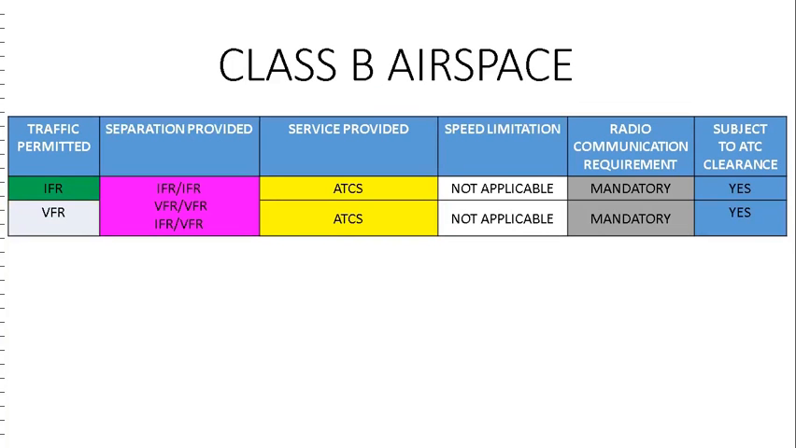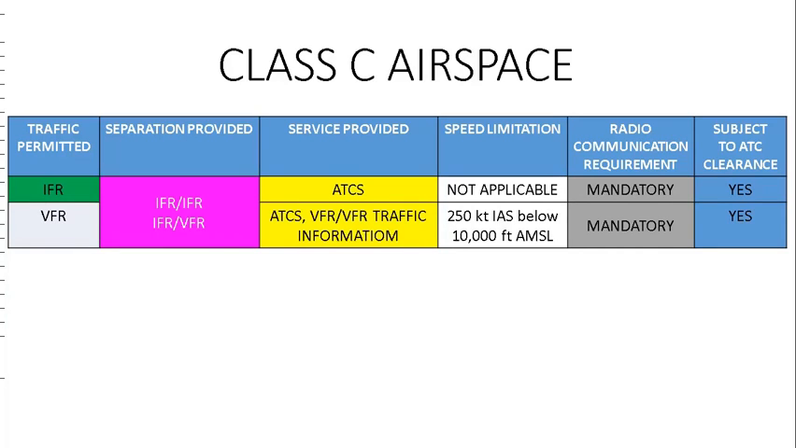Class B airspace. IFR and VFR traffic are both permitted. IFR are separated from other IFR flights. VFR are separated from other VFR flights. And IFR and VFR are separated from each other. Both are provided air traffic control services. Speed limitation is not applicable in Class B airspace. Radio communication is a mandatory requirement, and IFR and VFR are both subject to ATC clearance.